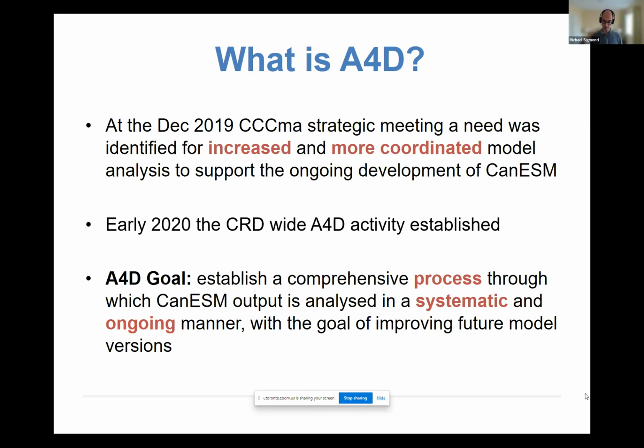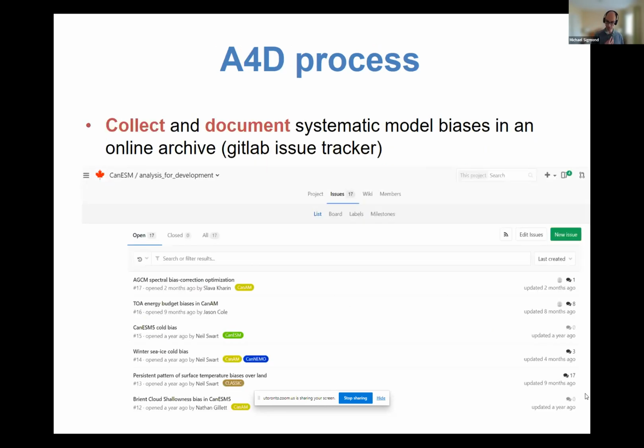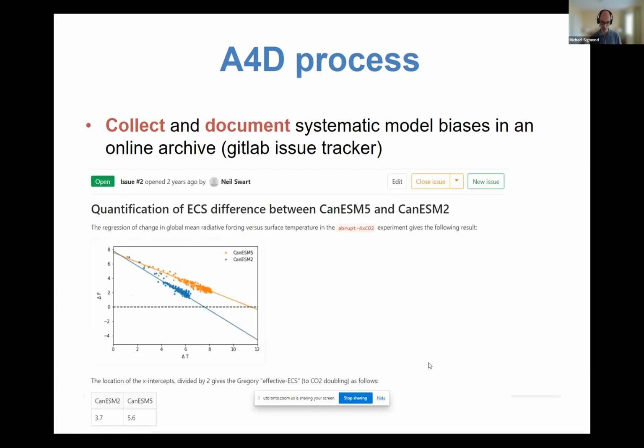So what is that A4D process that we've established? It's not very complicated, but first we start by collecting and documenting the systematic model biases in an online archive, and for that we use a GitLab issue tracker. This is a screenshot of the tracker as of last evening. We currently have 17 issues, 14 of which are model biases. For each issue, we have a short description, which is followed by discussion and any updates.